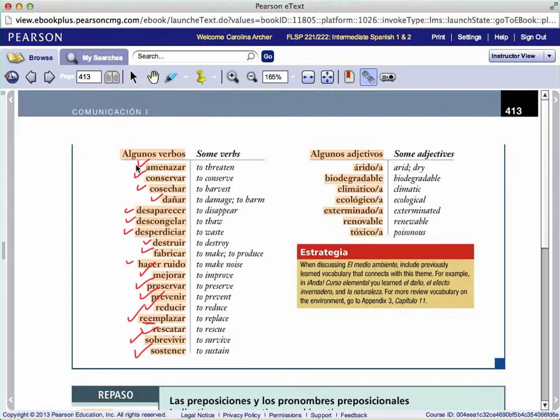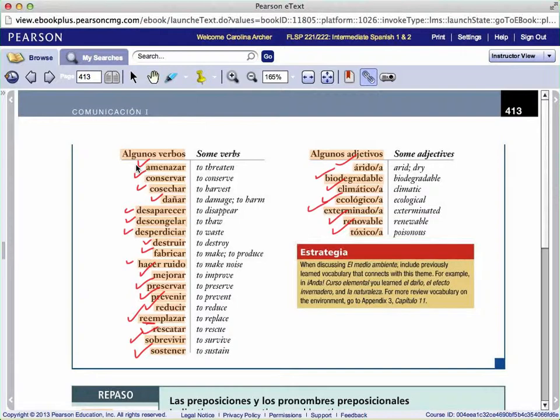Vamos a ver unos adjetivos. And as always, adjectives have to agree in gender and number with the nouns that they are describing. Okay? Árido o árida, arid or dry. Biodegradable, that's a cognate. Climático o climática. Ecológico. Exterminado. Renovable y tóxico. Tóxico, okay?